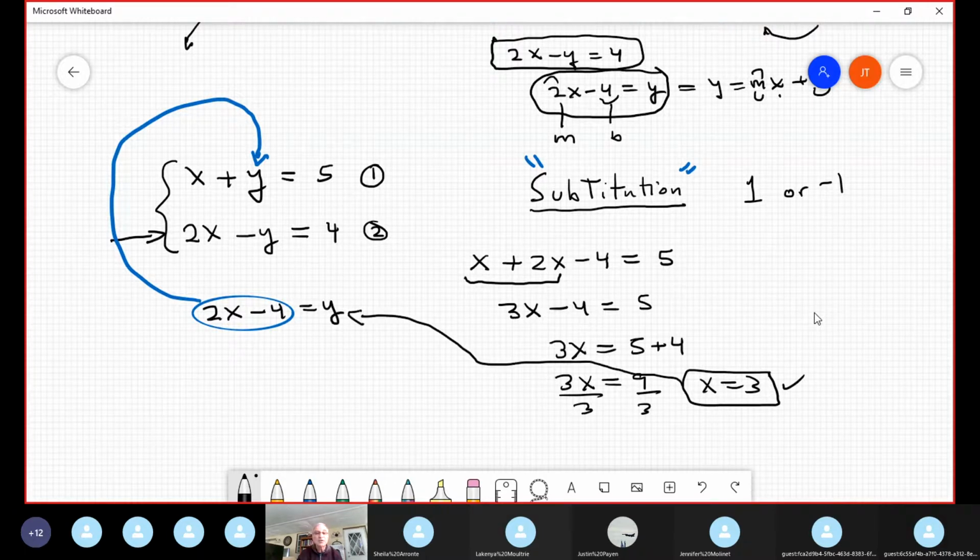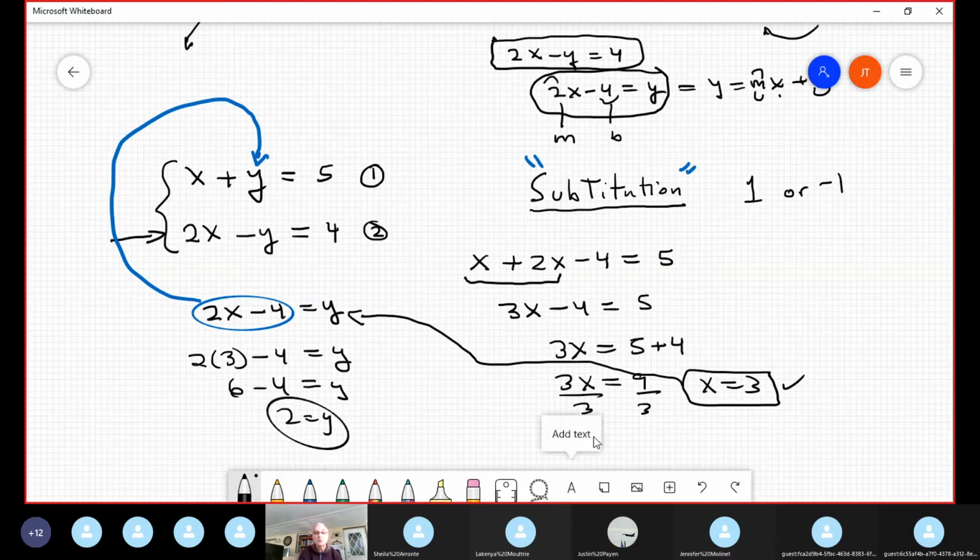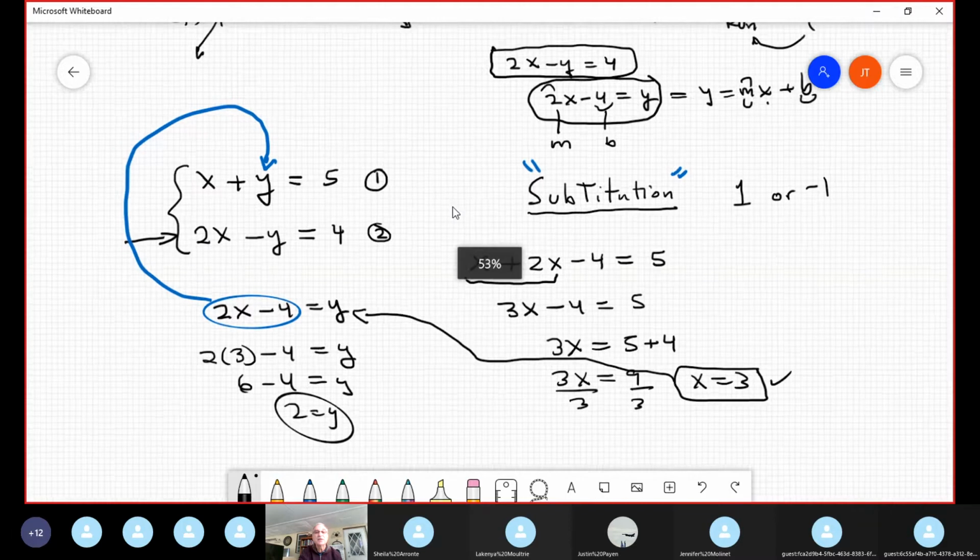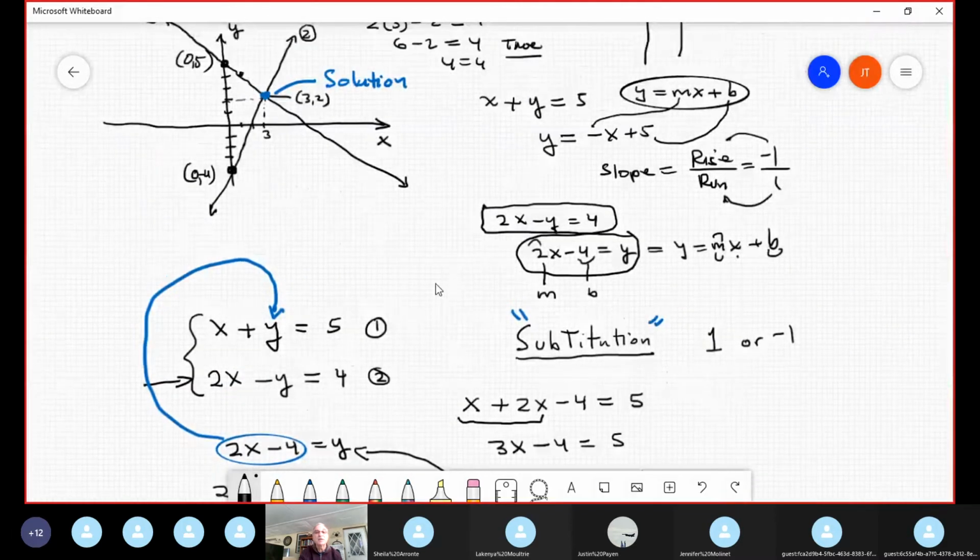Why? Because y is isolated, waiting for me. So say 2 times 3 minus 4 is equal to what? 2 times 3 is 6, minus 4 is 2. Y is equal to 2. And we get exactly the same solution, (3, 2), that we got graphically. But this is algebraically. Look at that.